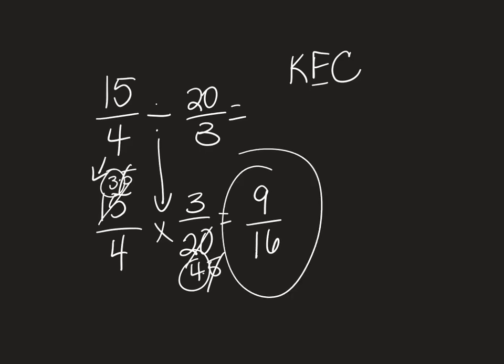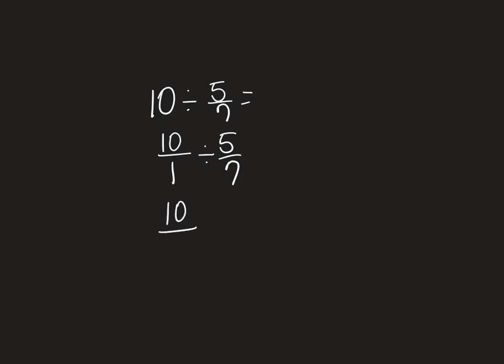Let's do one more. Let's say we have 10 divided by 5 over 7. And anytime you have a whole number, you're going to put that over 1. Now let's do our KFC, which is 10 over 1. Keep, flip, and change. And your answer is 14.